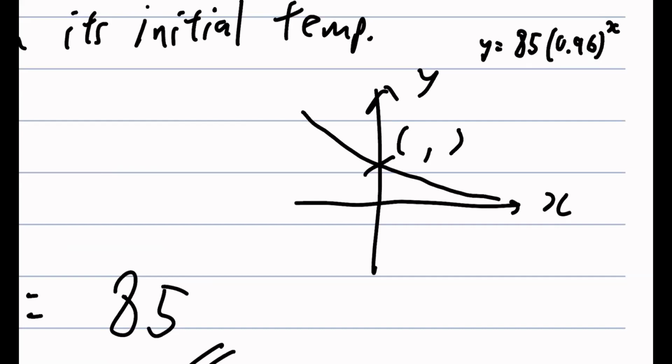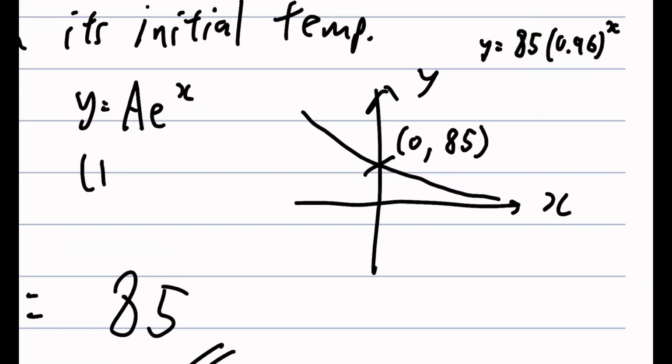When x is 0, the y-intercept. Is it 1? No, it's 85. Yes, it changes according to the coefficient here. So in general, you have y equals a times e power x. It will always pass through 0 comma a. But not e, it can be any number, with a positive a.